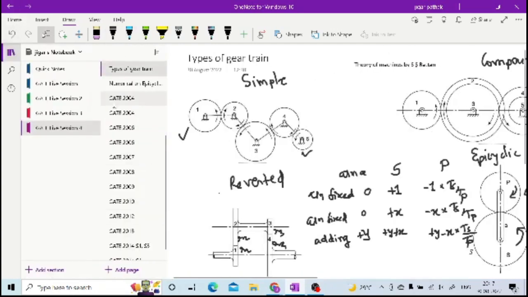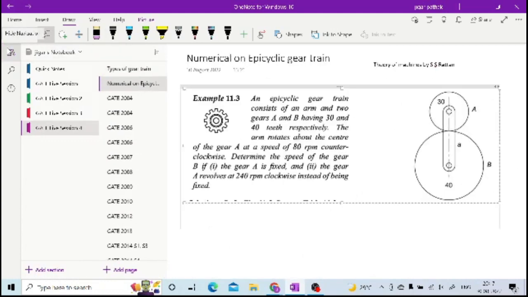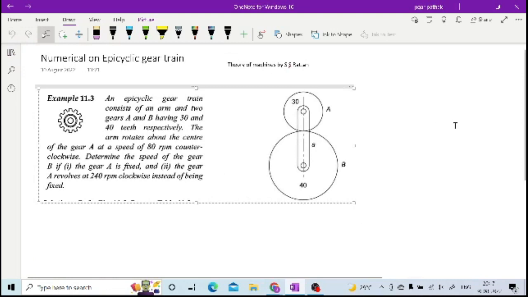Once you are done with this, there is a simple numerical I have taken from S S Rattan, right? For this, sir, one thing I have to ask you: the epicyclic gear train is known as a sun and planet gear train, I guess? Sun and planet gear train, right?